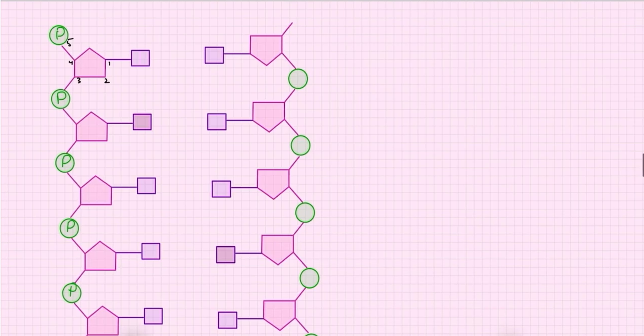At carbon number 1, we have a nitrogenous base, which could be adenine, cytosine, guanine, or thymine. Then at carbon number 3, we have a hydroxyl group at the end of the DNA strand. Same goes with another strand. At carbon number 3, we have a hydroxyl group. Carbon number 1, we have a nitrogenous base, and carbon number 5, we have a phosphate group. So this is the phosphate.